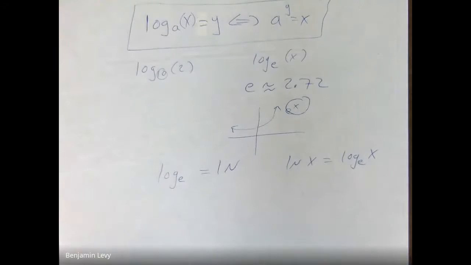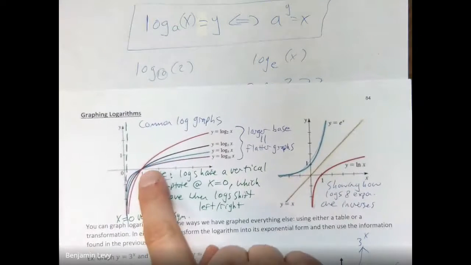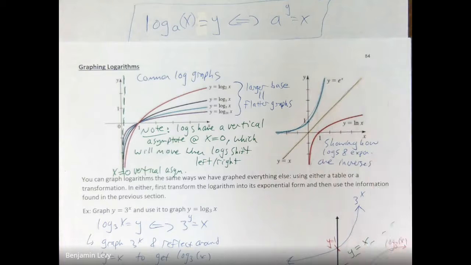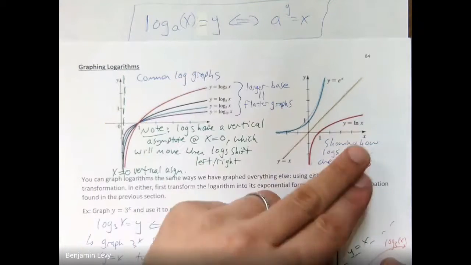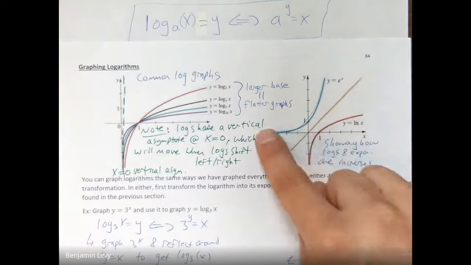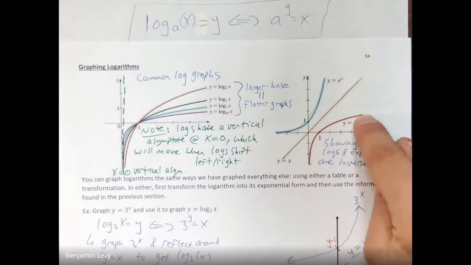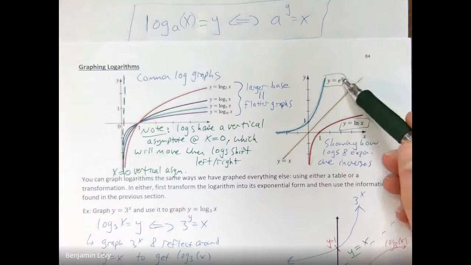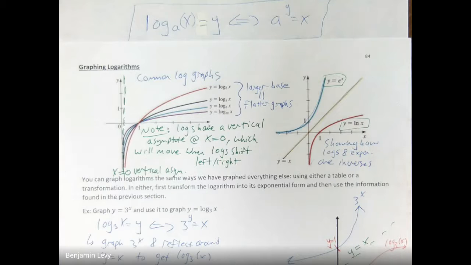And logs have this type of shape. Sorry, let me get my log notes here. Logs look like this, and they look like this because they're the inverse of exponentials, right? We talked about in the inverse section that if you want the inverse, you flip the graph around the line y equals x. So if I flip that graph around this line, it would become this one. That's why this is the graph of e to the x, and this is the graph of the natural log, because these are each other's inverse. Those are the general shapes. They're just inverses of each other, a flipped version of the other one.